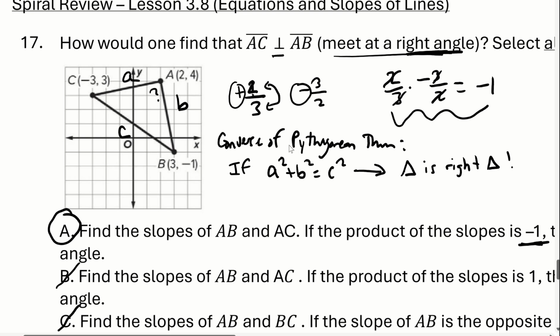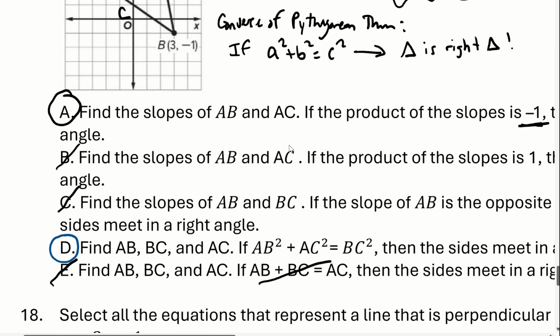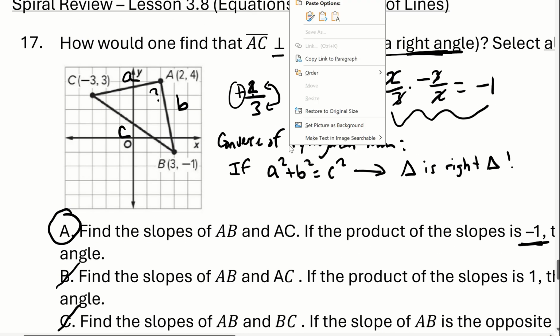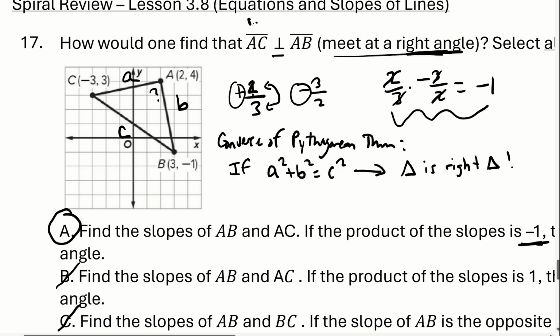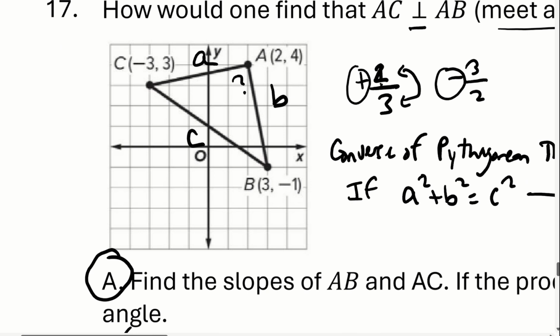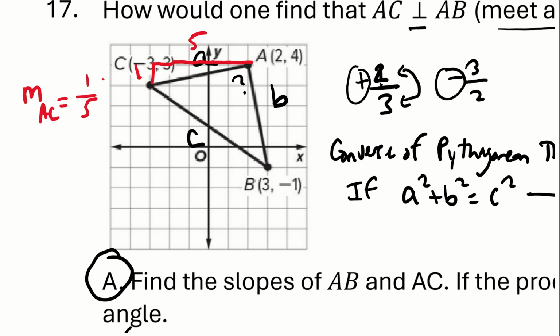All right, and here's how easy it is to prove perpendicular. This is it for that question. But I did want to show you, while we're at it, let's go ahead and see if they're perpendicular or not. So the slope for AC, let's do the slope real quick. 1, 1, 2, 3, 4, 5. It goes up 1 and over 5. So the slope for AC is 1 over 5.